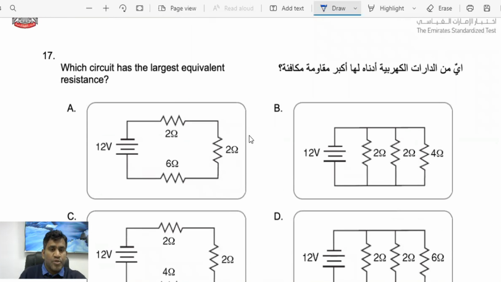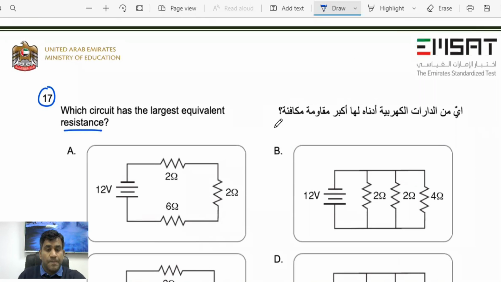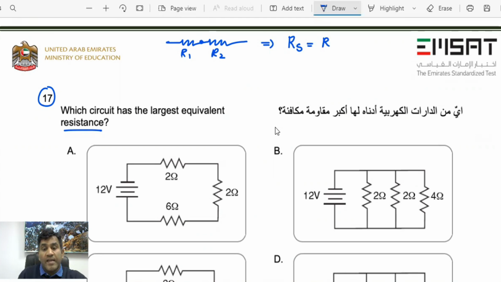Probably this will be the last question. Let's see. The question says, which circuit has the largest equivalent resistance? It's basically from electricity and magnetism. Let me tell you, there are two combinations of resistance we can have. One is called series, when one terminal of a resistor is connected to another. For example, this is R1, R2. In this case, the total resistance, which we write as Rs, is simply R1 plus R2.